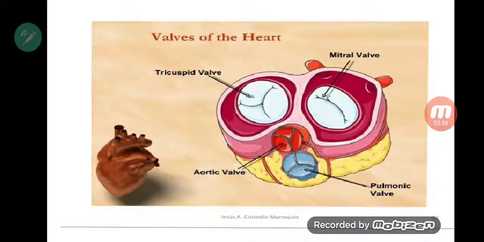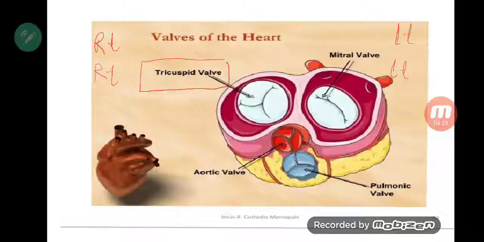As I said previously, on the right side between the right atrium and the right ventricle there is a valve called tricuspid valve, which is an atrioventricular valve, and on the other side between the left atrium and the left ventricle there is an atrioventricular valve called mitral valve.